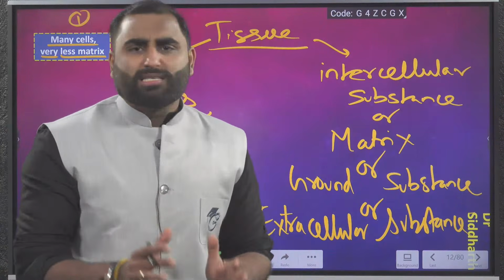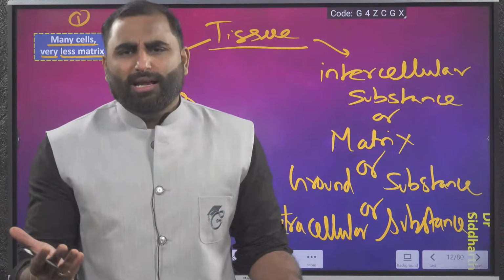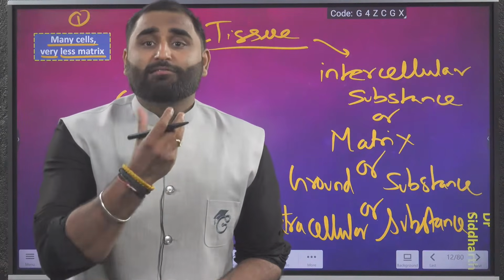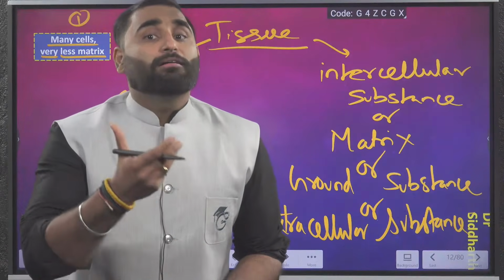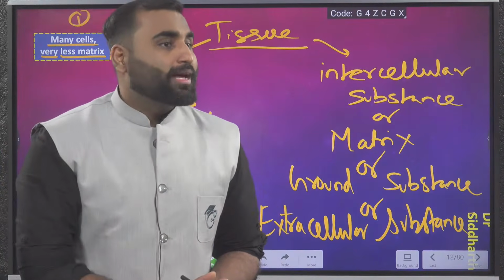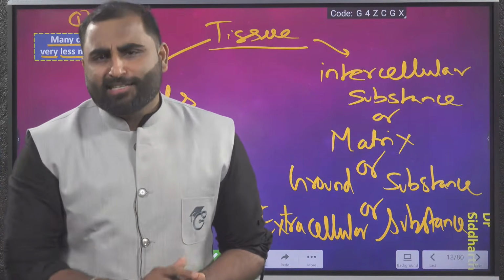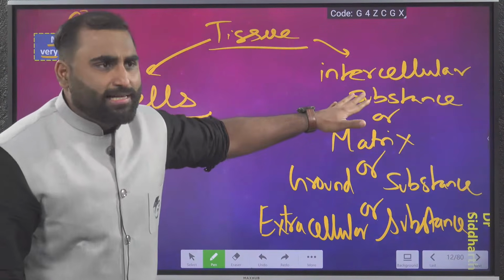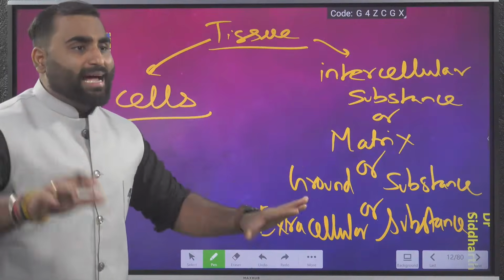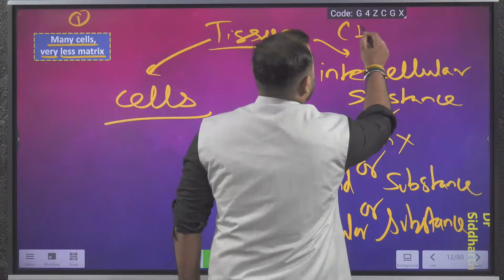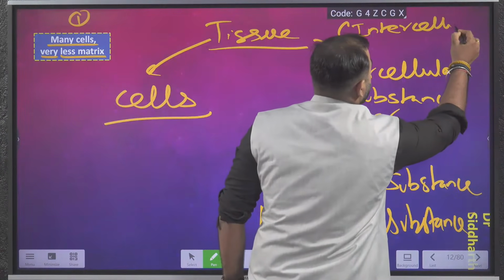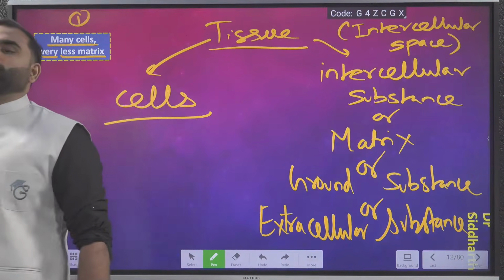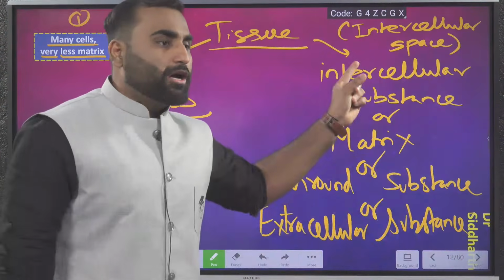Susanna, you are asking, sir, what is the difference between matrix and plasma? There is none. Plasma is the word we use for the matrix of the blood tissue. Are we clear? So every tissue has matrix. Every tissue contains cells, and outside cells there is intercellular substance. Can I say all this is present in intercellular space? Yes or no?